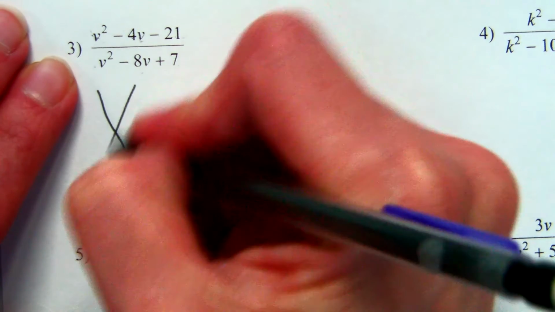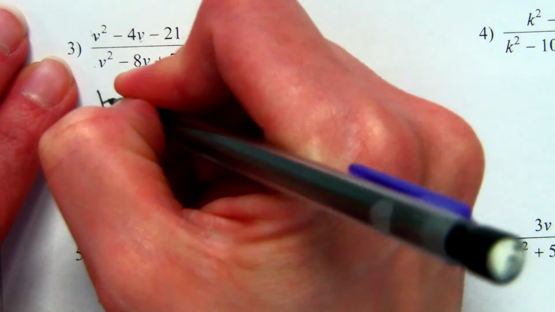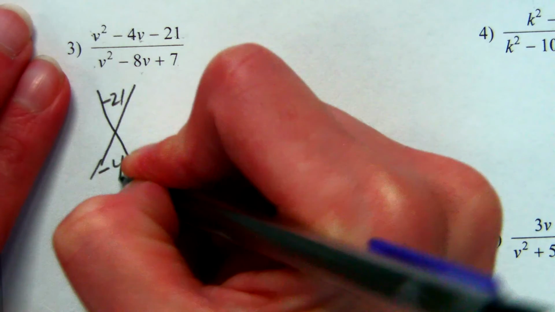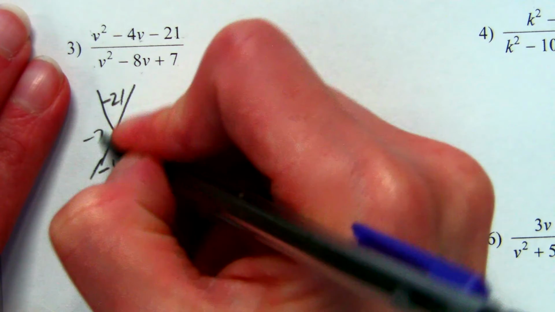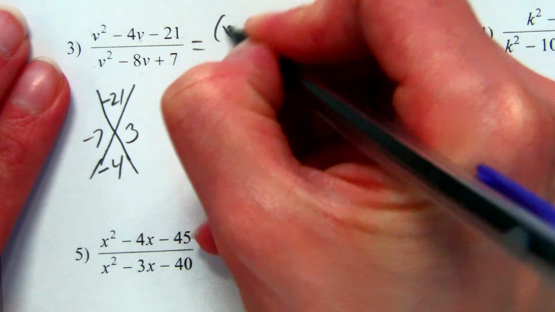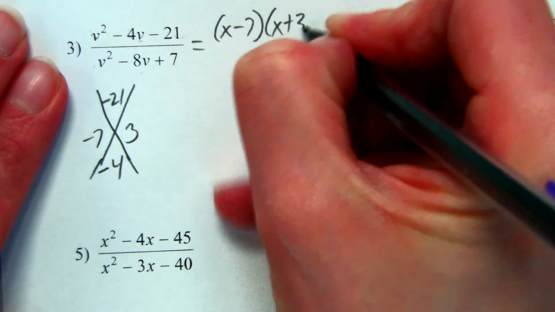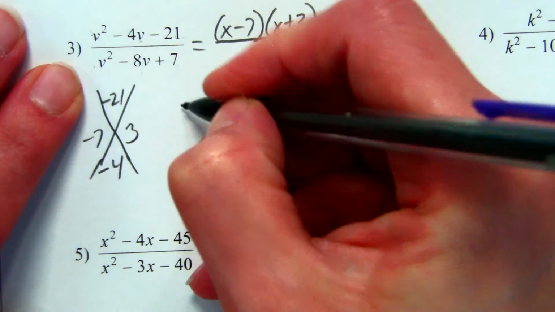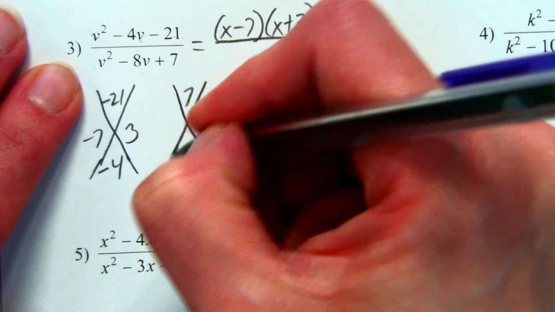So we're just going to factor both of them this way. We're going to multiply to make negative 21 and add to make negative 4. Negative 7 and 3. So I'm going to have x minus 7 and x plus 3. And then we're going to multiply to make 7 and add to make negative 8.